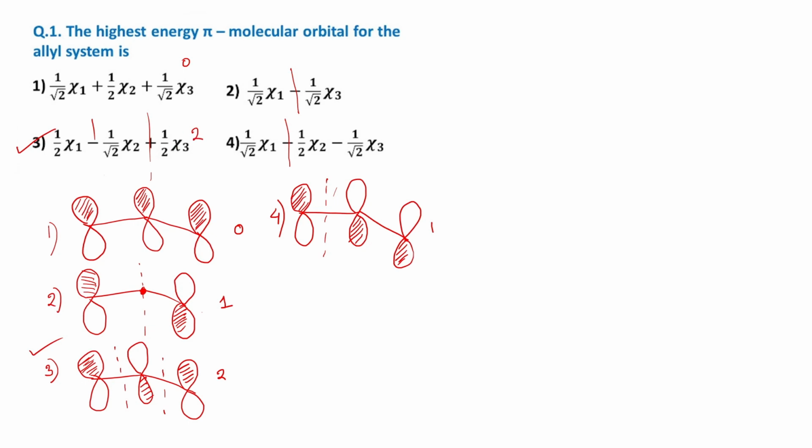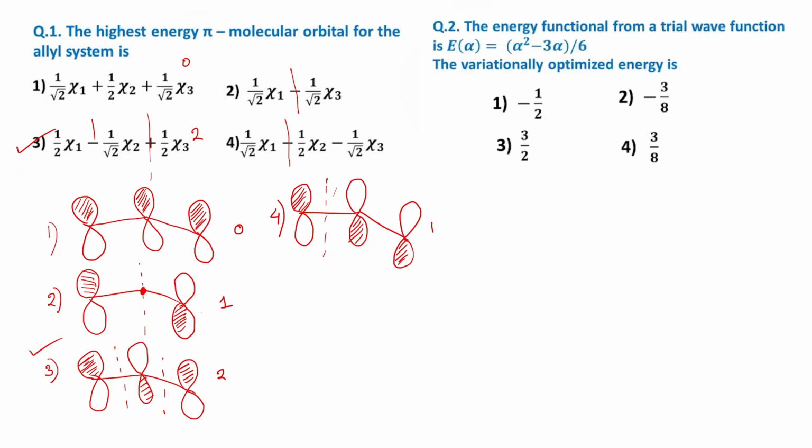Okay, I'm going to the next question. If you have any doubt, you can always stop me. Now this is a question from the variational theorem. The energy functional from a trial wave function is given. That means they have already done what we do for a variational method.